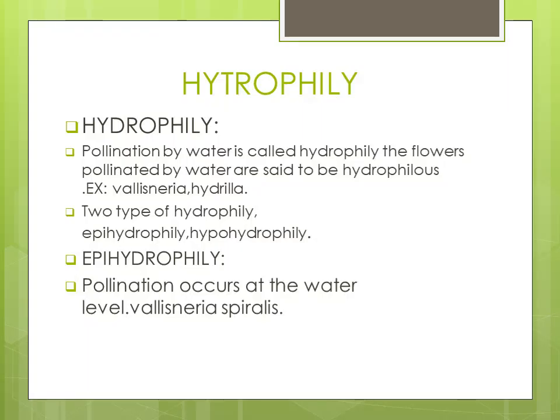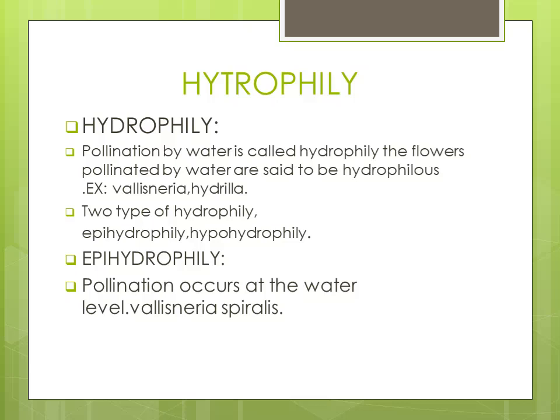Hydrophilous flowers. So pollination by water is called hydrophily. In another way we can say the flowers which are pollinated by water are called hydrophilous. Examples: Vallisneria, Hydrilla. Then there are two types of hydrophily: epihydrophily and hypohydrophily. Epihydrophily means the pollination occurs at the surface level; that is called epi. Hypo means below the upper surface layer; that is called hypohydrophily.